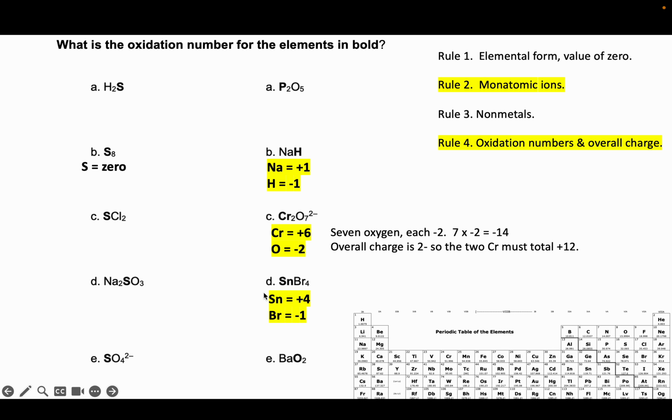Notice in that case, I didn't memorize the tin value. I used rule 4 to say, what did I know? And now let's find out the part that I didn't know.